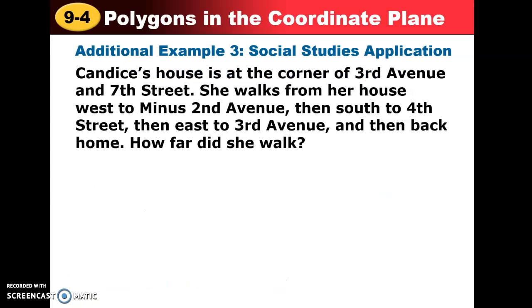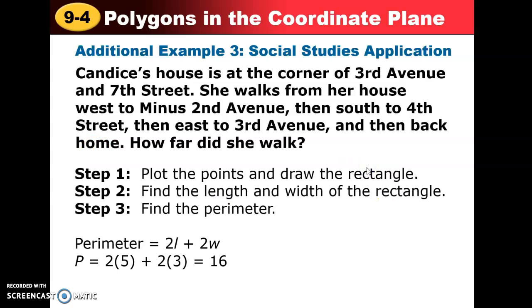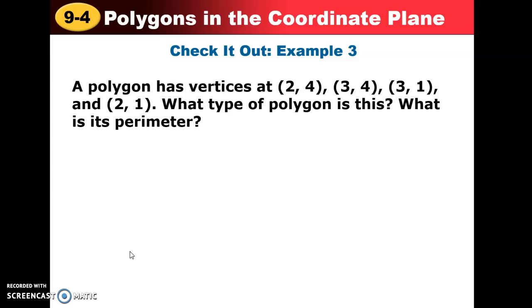All right, so we're going to throw in some word problems here, okay? And remember, don't get nervous about all the words that you see. Just extract the important stuff from the word problem. Candace's house is at the corner of 3rd Avenue and 7th Street. She walks from her house west to minus 2nd Avenue, then south to 4th Street, then east to 3rd Avenue, and then back home. How far did she walk? All right, so you're going to plot the points, draw the rectangle, find the length, find the width, and go from there. Okay. Oh, wait, it wasn't graphed.